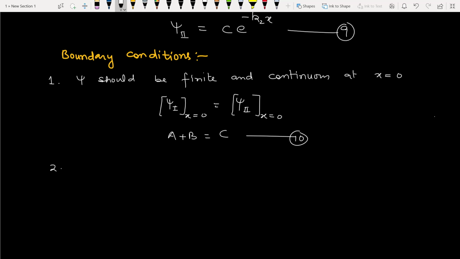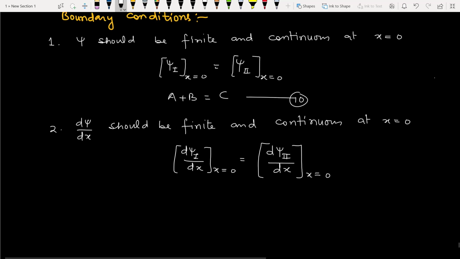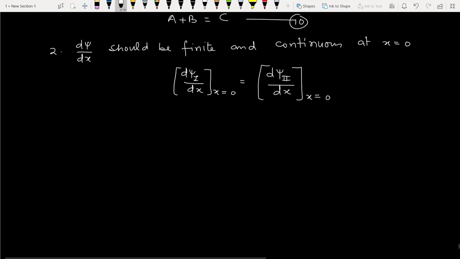Now we apply the second boundary condition, that the derivative of psi with respect to x should be finite and continuous at x is equal to 0. So it means d psi 1 upon dx at x is equal to 0 should be equal to d psi 2 upon dx at x is equal to 0. These two values are there. Now we take the derivative.